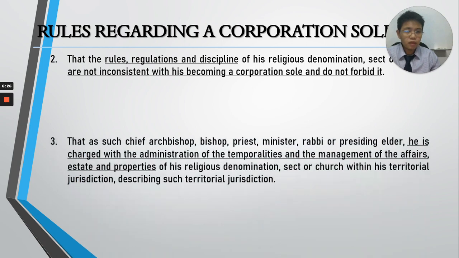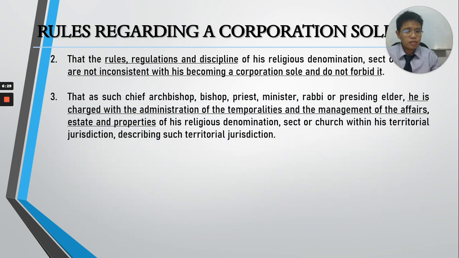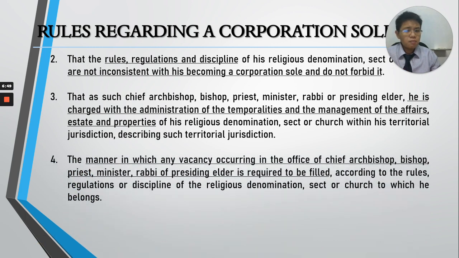So, what else? As such chief archbishop, etc., he is charged with the administration of the temporalities, properties, yun, and the management of the affairs, estate, and properties of his religious denomination, sect, or church within his territorial jurisdiction. Also describe kung ano yung territorial jurisdiction. What else? Manner in which any vacancy occurring in the office is required to be filled according to the rules, regulations, discipline of the religious denomination.